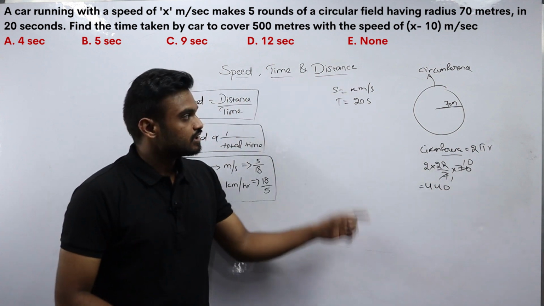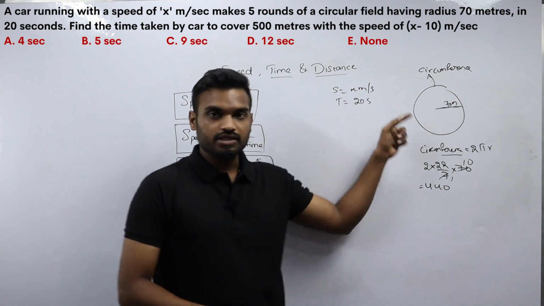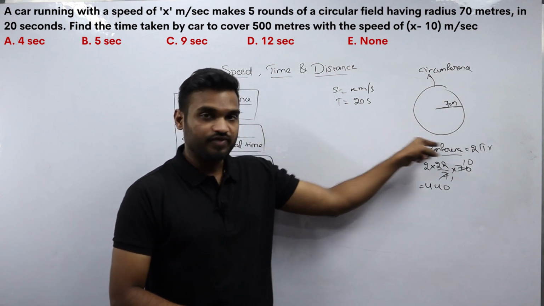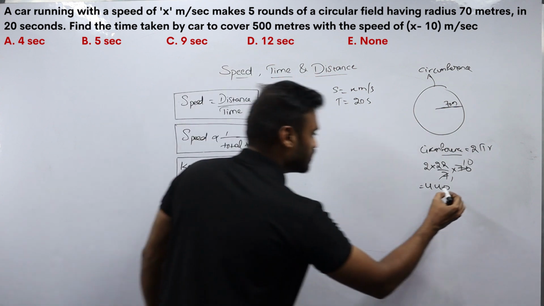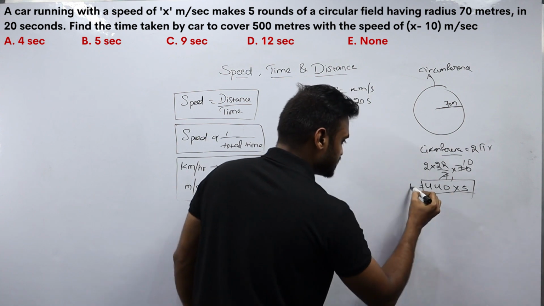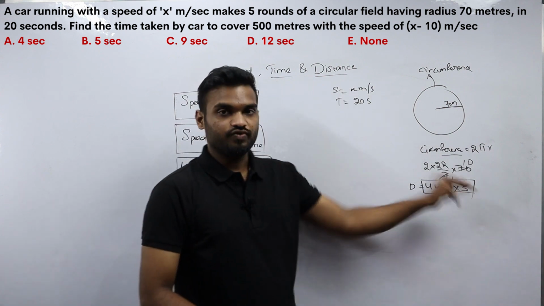But what they are saying is that the car is making 5 rounds around a circular field. This is the length of the circular field, so the car is traveling 5 times that distance. So the total distance is 440 into 5.